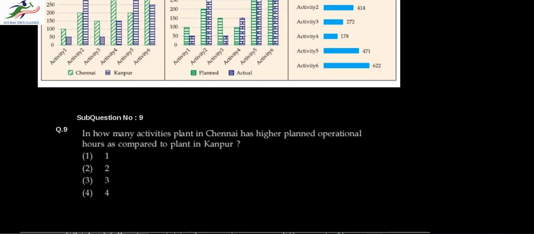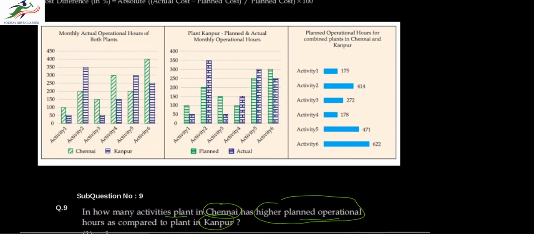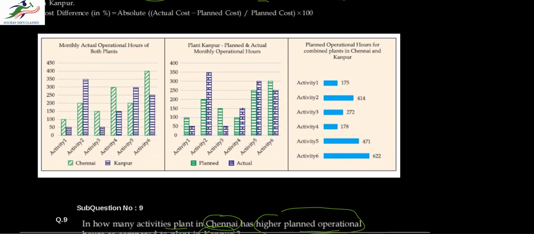The first one says, in how many activities plant in Chennai has higher planned operational hours as compared to the plant in Kanpur? So higher planned operational hours. So we have to compare the operational hours of both plants across the 6 activities. Very simple. So you see that in the third graph, they are giving the planned operational hours for both the plants combined. And in the second graph, they are giving the planned hours for the Kanpur plant.